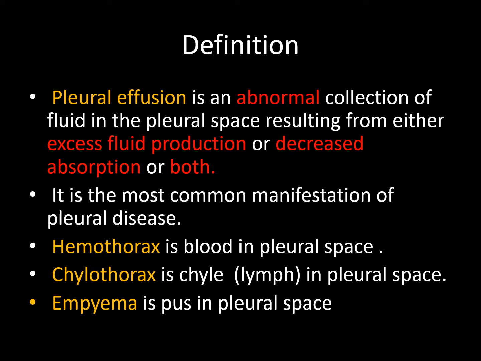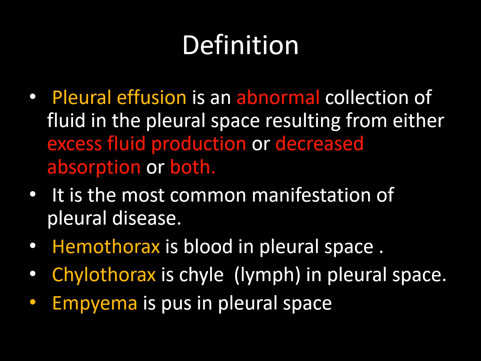So the definition: it is an abnormal collection of fluid in the pleural space resulting from either excess fluid production or decreased absorption or both. It is the most common manifestation of pleural disease. Few other concepts are hemothorax, which is a collection of blood in the pleural space; chylothorax, which is a collection of chyle in the pleural space; empyema, which is obviously a collection of pus in the pleural space.